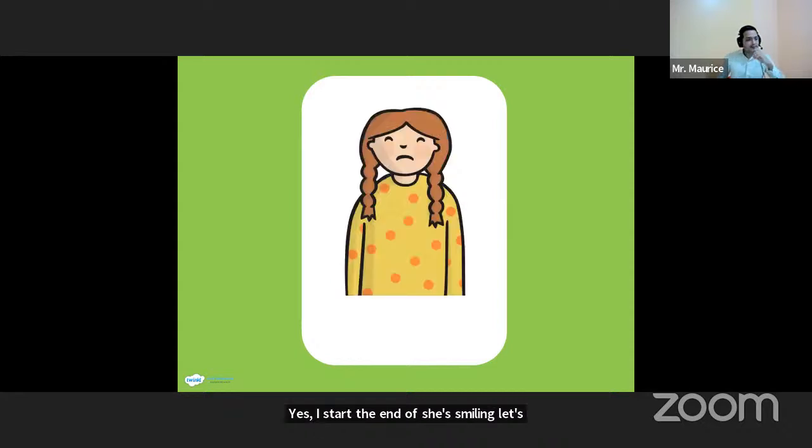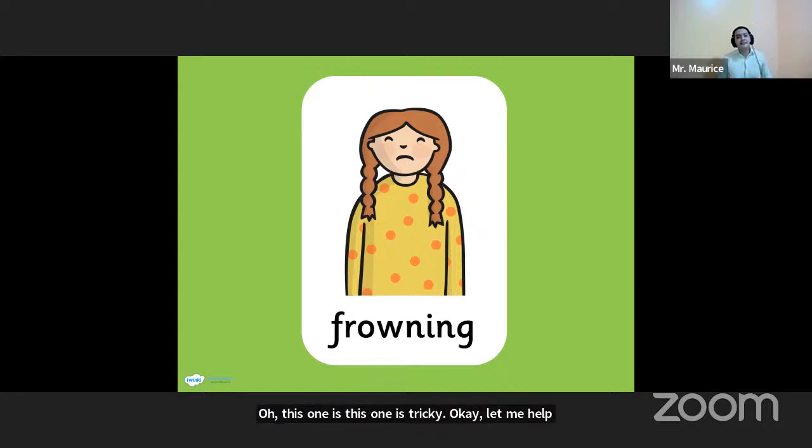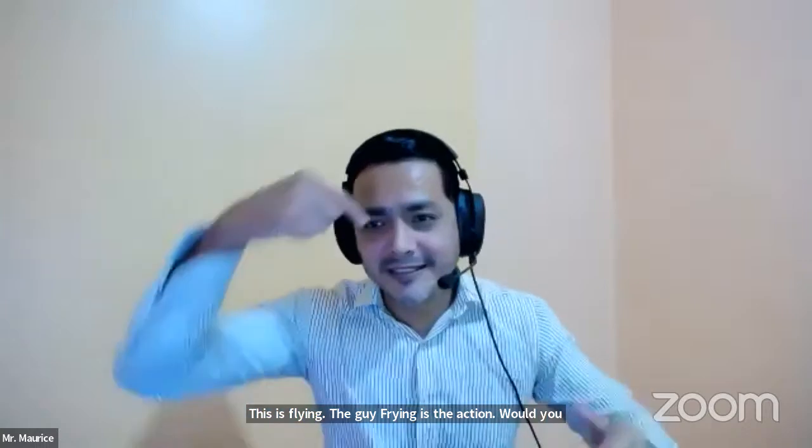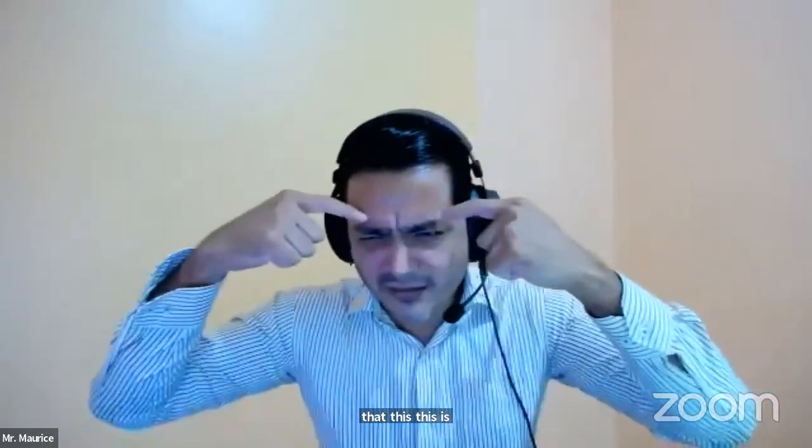What's she doing? Oh, this one is tricky. Okay, let me help you. This is throwing. Throwing is the action when you do this. Let me stop and I'll show you. Throwing is this. When you are angry or really pissed, you say like this. This is the throwing. Okay.